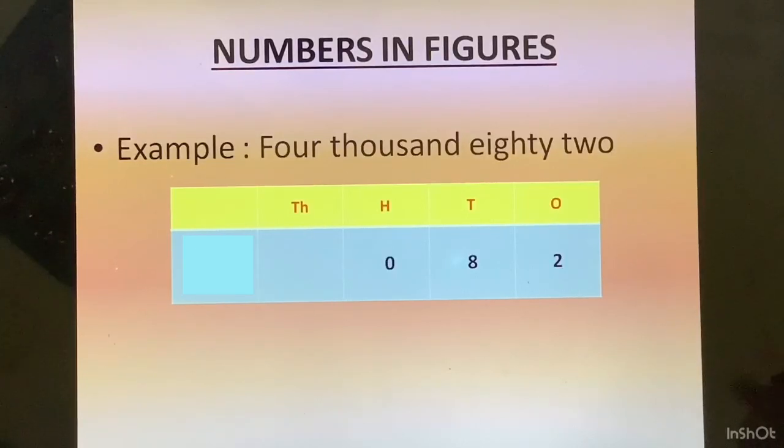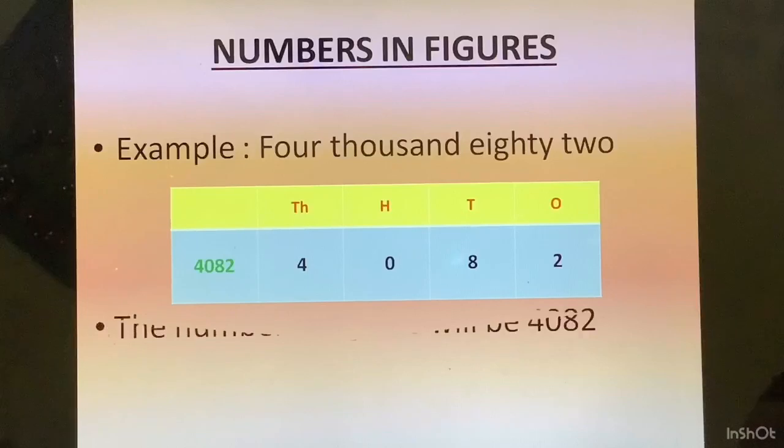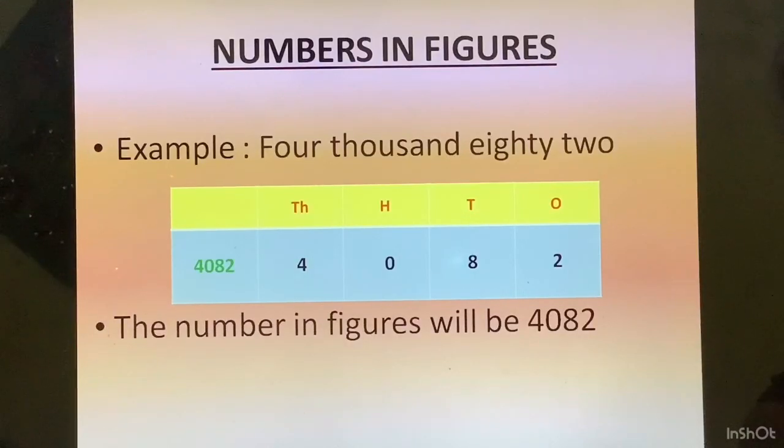And after that, we have 4000. So we will write 4 in the thousands place. So the number formed will be 4082. The number in figures will be 4082.